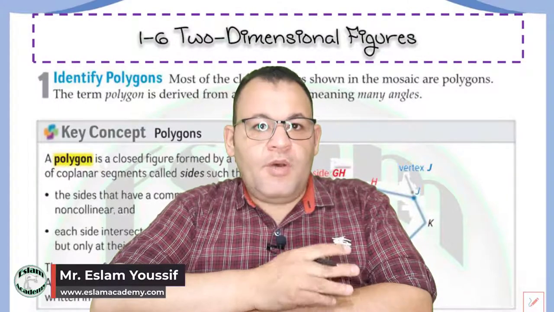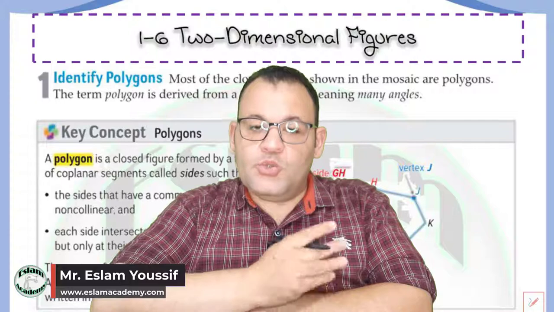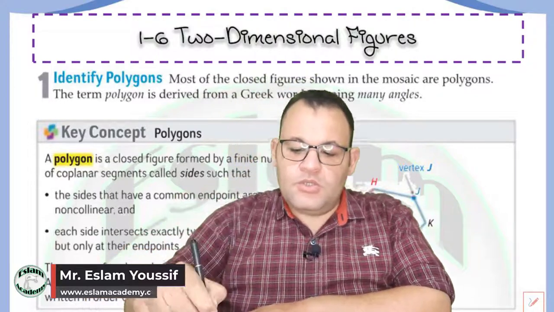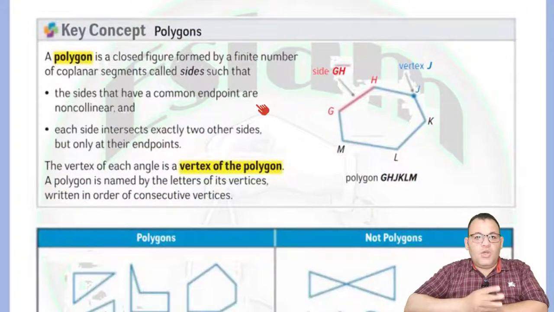In this video, we are talking about two-dimensional shapes. To talk about two-dimensional shapes, we need to talk about polygons. What is the meaning of a polygon? A polygon is a closed shape formed from three or more finite line segments.